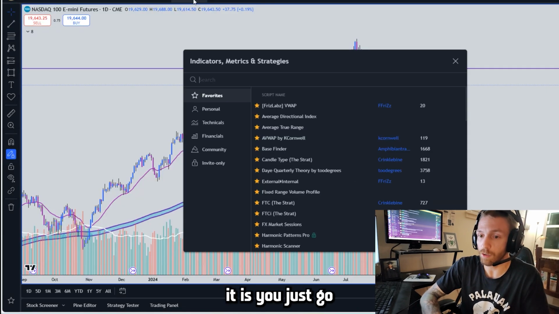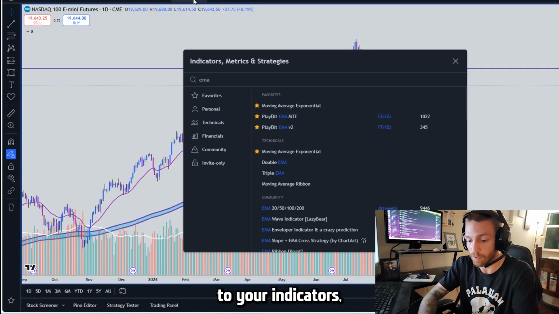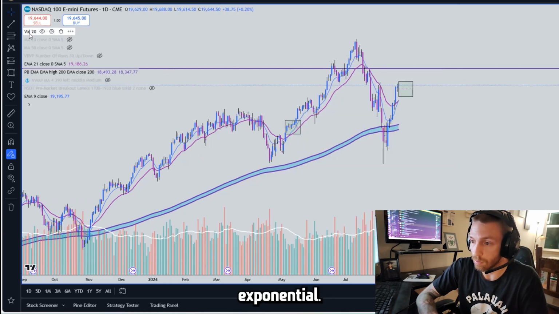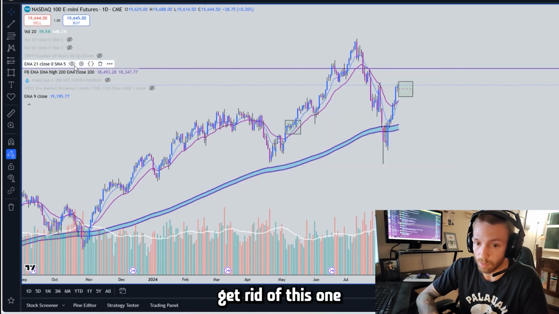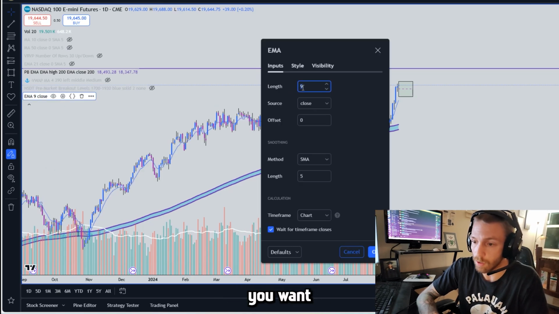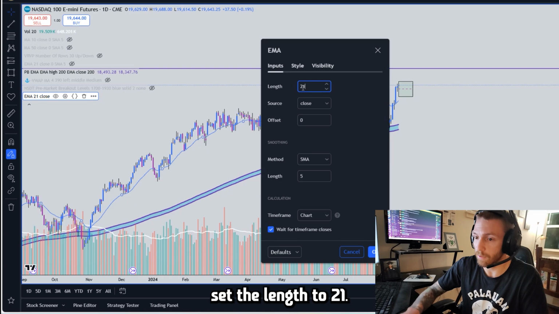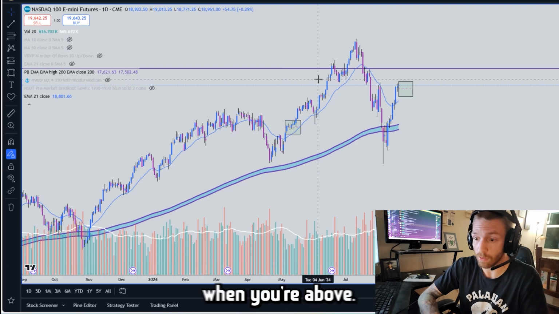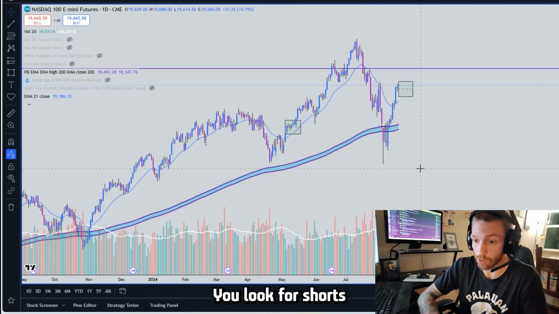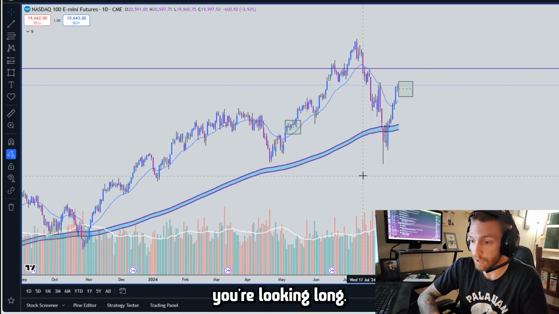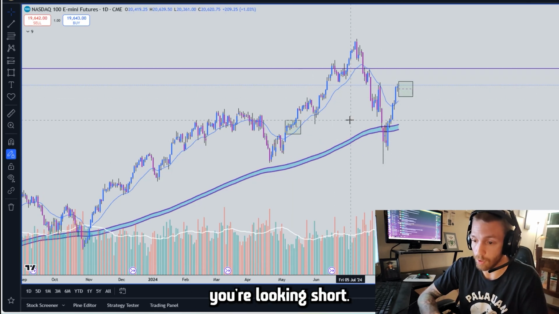So how you're going to do it is you just go to your indicators, type in EMA, moving average exponential. I'll get rid of this one for right now. You're going to turn it to whatever color you want, and then set the length to 21. And that's it. It's as simple as that. You look for longs when you're above, you look for shorts when you're below. If you're day trading, when you're above it, you're looking long. When you're below it, you're looking short.